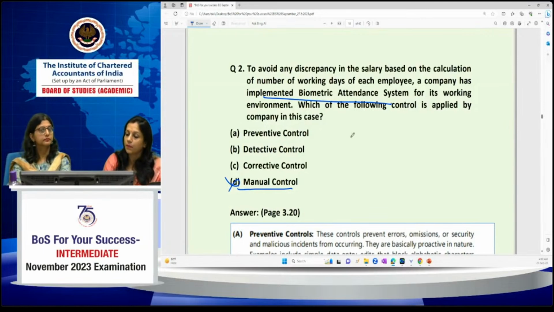So they have already taken a preventive measure so that there would be no mishap or occurrence within the company. So the right option would be option A, that is preventive control.